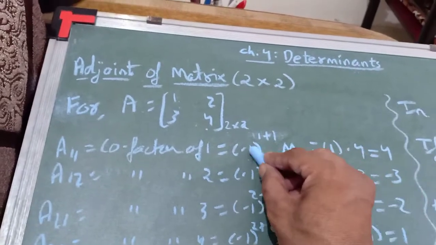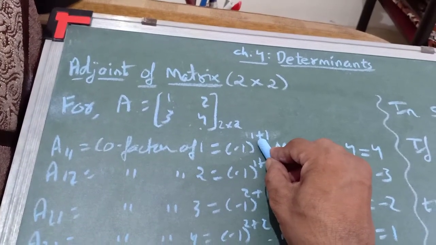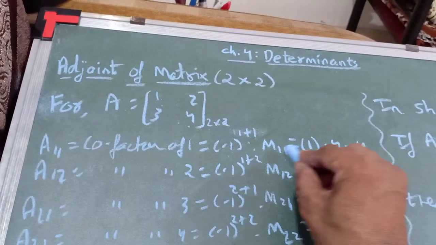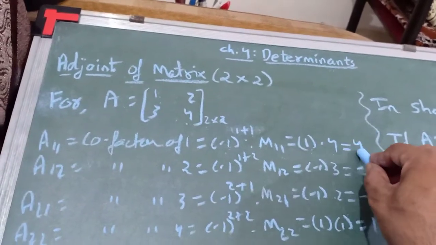So you'll get minus 1 raised to 1 plus 1, that is minus 1 raised to 2. Minus 1 raised to an even number will be plus 1. And the minor of 1 1 is 4. So 1 into 4 will be 4.